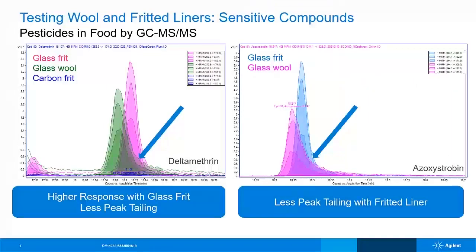For some of the later eluting compounds in our analysis of pesticides in food, we also observe less peak tailing on the fritted liner than the glass wool liner for deltamethrin and azoxystrobin, and also we observe significantly higher responses for deltamethrin on the glass barrier liners, the glass frit and glass wool, compared to the carbon frit.